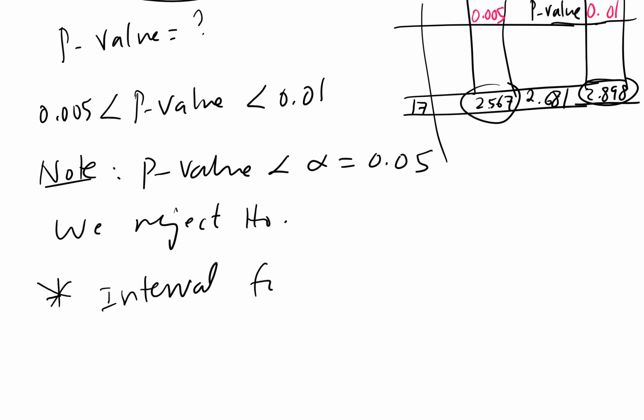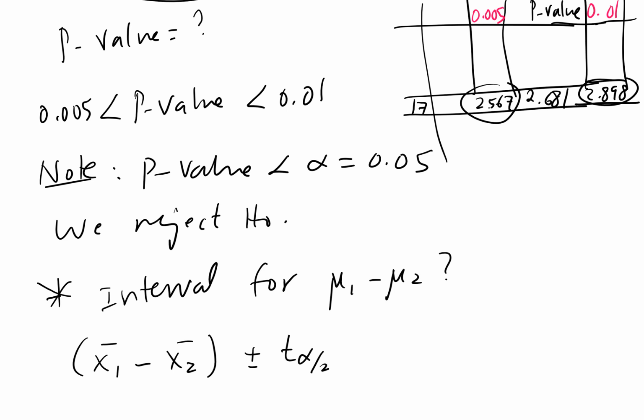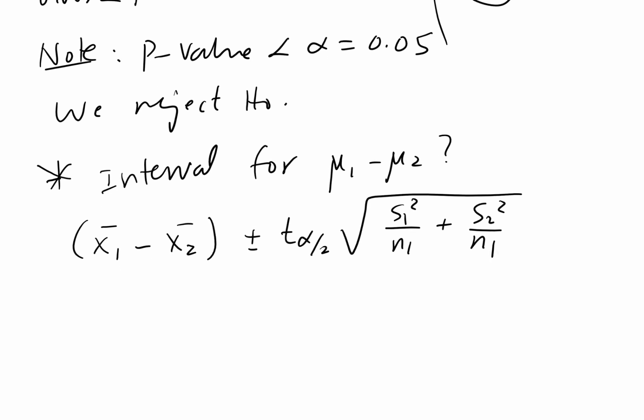confidence interval for mu1 minus mu2. How do we calculate this? Well, it's almost the same formula as we did before, but it's kind of x1 bar minus x2 bar plus or minus t sub alpha over 2, the square root of s1 square over n1 plus s2 square over n2. And notice there's no sp in there because s1 square and s2 square stay inside the radical sign.